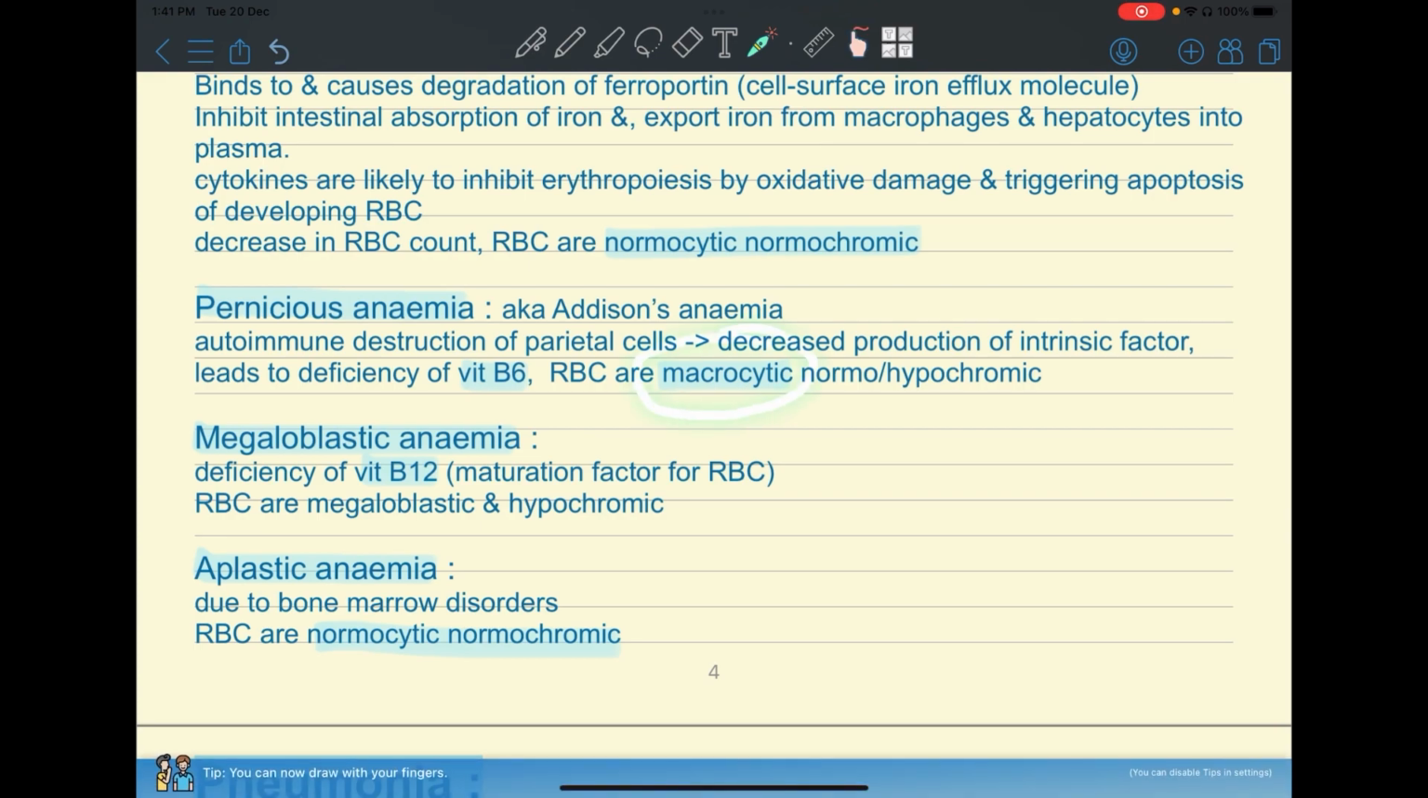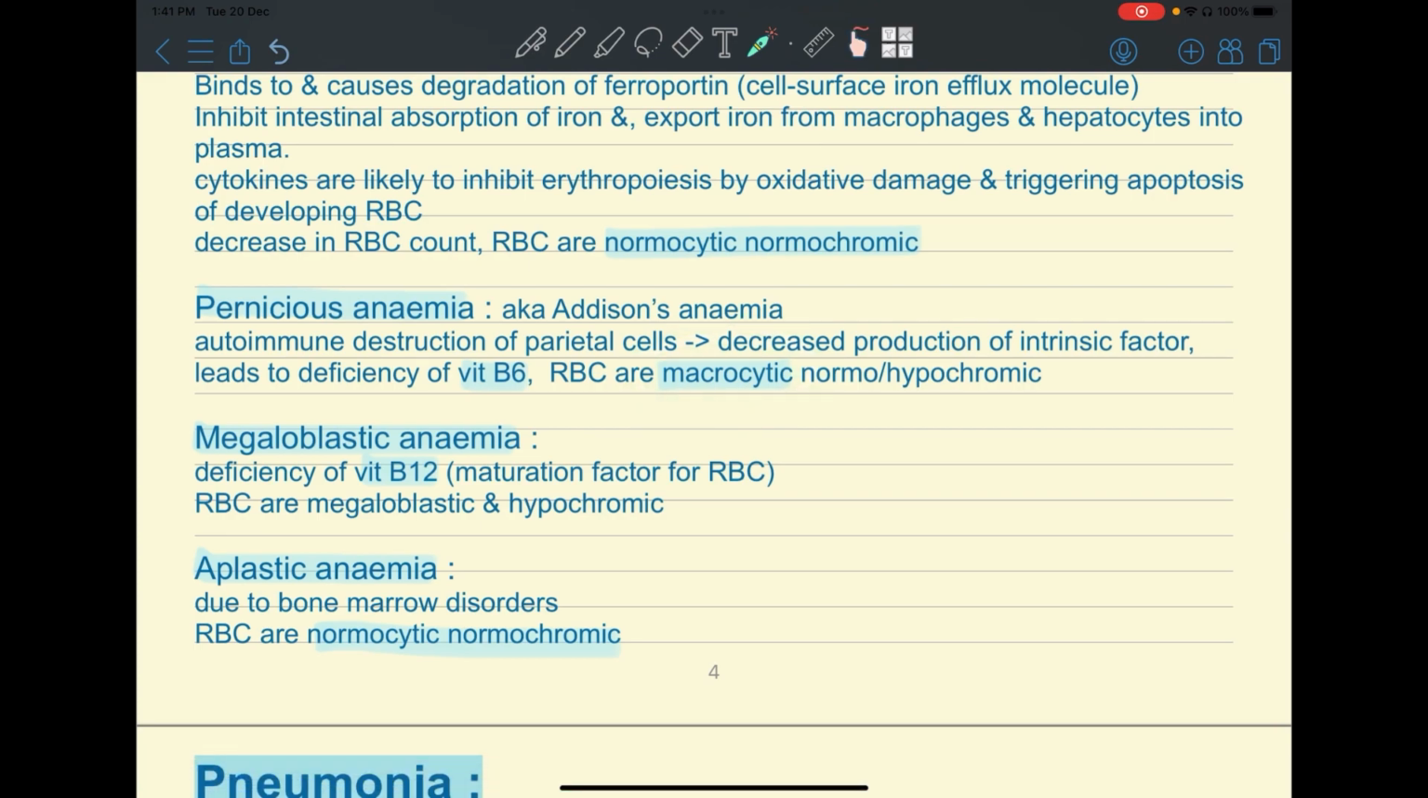Why? Because they are not fully matured because of the deficiency of folic acid. Then megaloblastic anemia, it has both the deficiency of vitamin B12 and vitamin B6. Vitamin B12 is cyanocobalamin, which is the maturation factor of RBC. So in this case, because of the deficiency of vitamin B12, the RBCs are megaloblastic, so they are immature, they are bigger, they are macrocytic, and they are hypochromic. Why? Because they are immature, they don't have the capacity to hold that much hemoglobin as a normal RBC. Okay, that is why they are hypochromic.